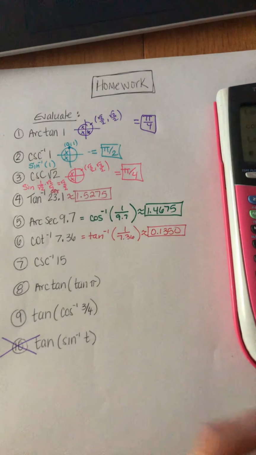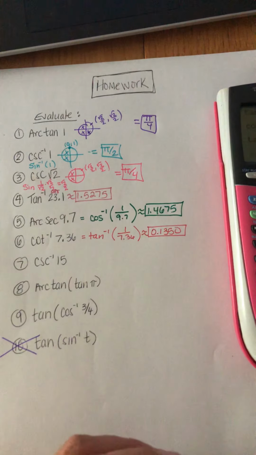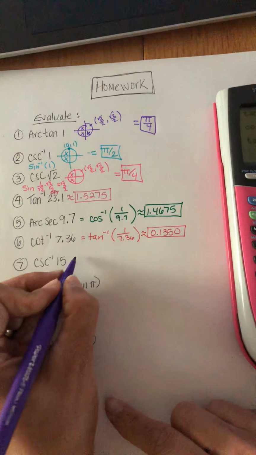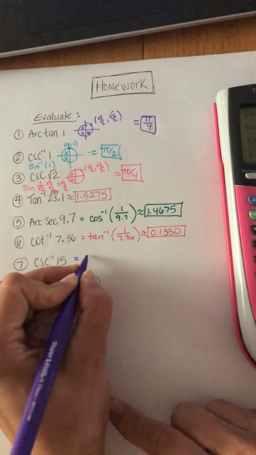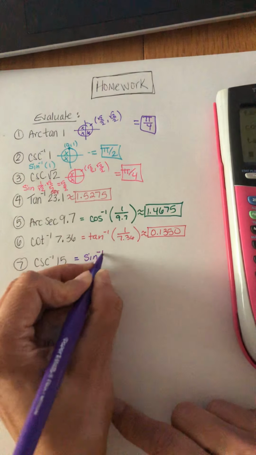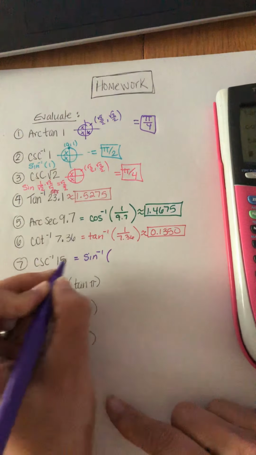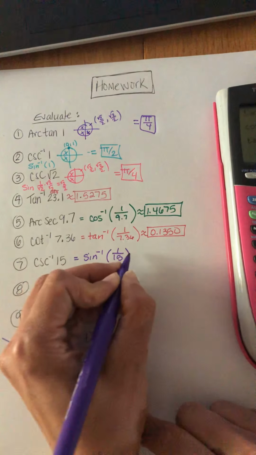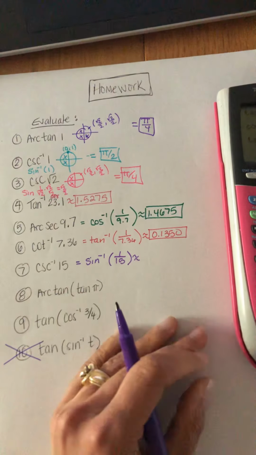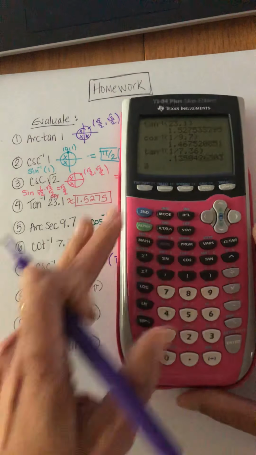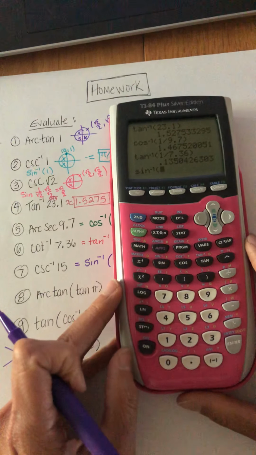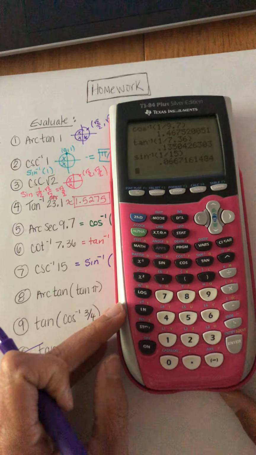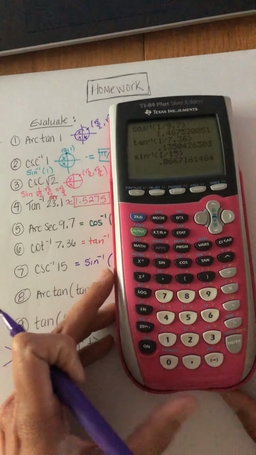Number 7, the cosecant inverse of 15. Well, we don't have a cosecant button on our calculator, but cosecant is the reciprocal of sine, so we could change this to sine inverse, but we have to invert the 15, so 1 over 15, and type that in our calculator and see what we get. So sine inverse of 1 over 15 is 0.0667.